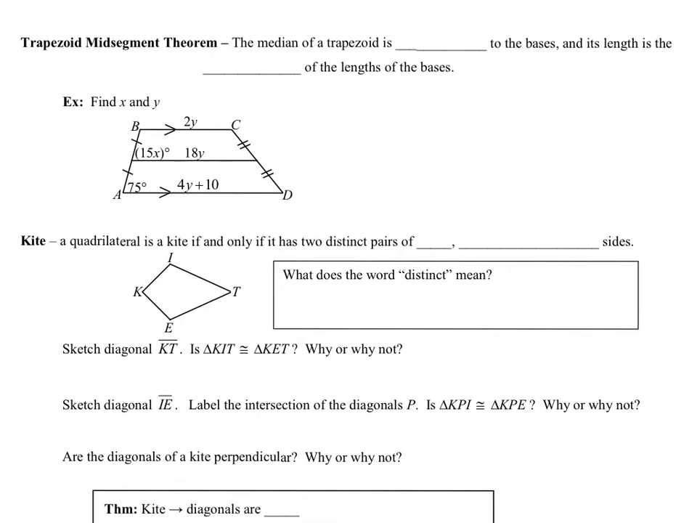So now let's learn a theorem that's going to be very helpful. It's called the trapezoid mid-segment theorem, and it says the following. Oops, I did it again. Would you please mark out median and change that to mid-segment? Sorry about that. I did it twice. Okay, the mid-segment of a trapezoid is parallel to the bases of the trapezoid, and its length is going to be the average of the lengths of the bases.